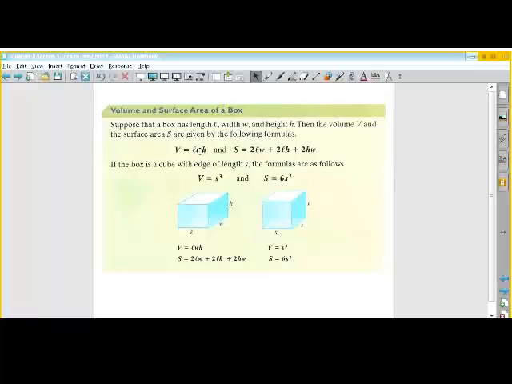The key thing is volume is units cubed because I'm multiplying all 3 together. So if it was inches by inches by inches, I'd have inches cubed. Whereas area, surface area, is just inches squared. It's units squared.